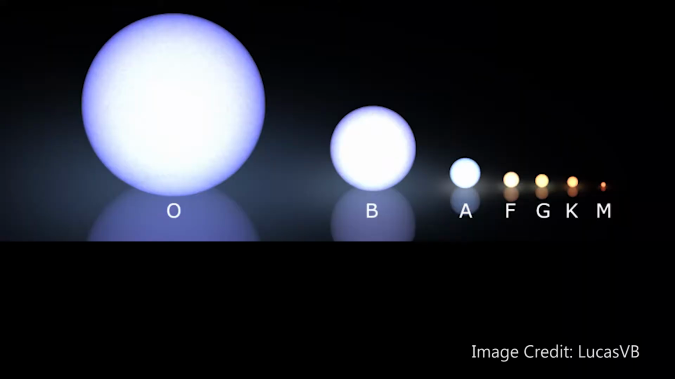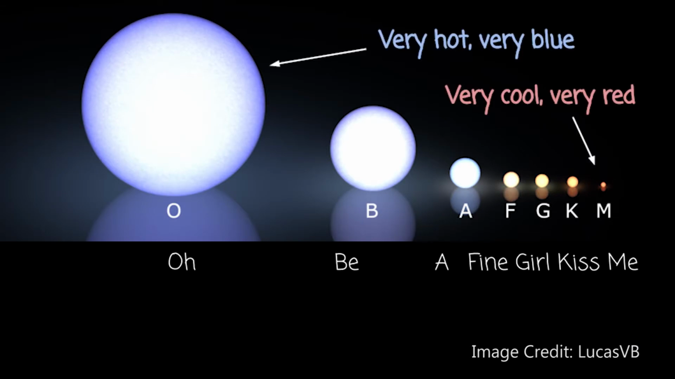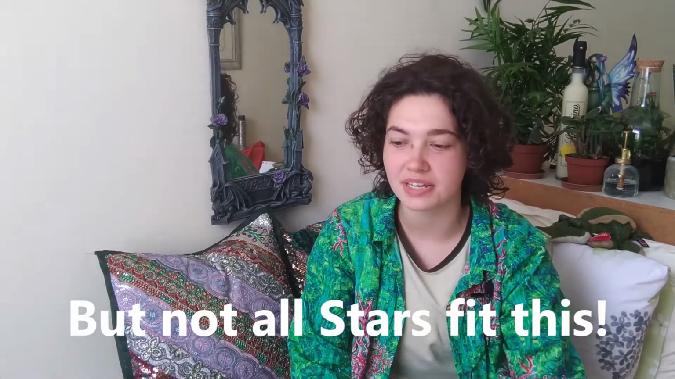The most popular way that we classify stars is using the Morgan-Keenan system. You might know this one as the "Oh be a fine girl, kiss me" system, but that's more of a colloquial thing. There are other ways to classify stars, but the MK system is probably the most popular one. This system works by grouping stars based on surface temperature, and we have O being the hottest, from OBAF, and then we also have M being the coolest.